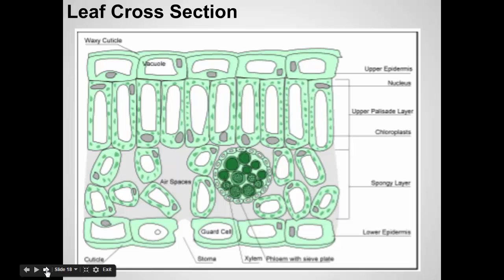Moving through the spongy layer are these bundles of tissue. If you look at a leaf and you see the veins of a leaf, that's what they are. They're these bundles of vascular tissue. There's the xylem, and there's also the phloem in there.